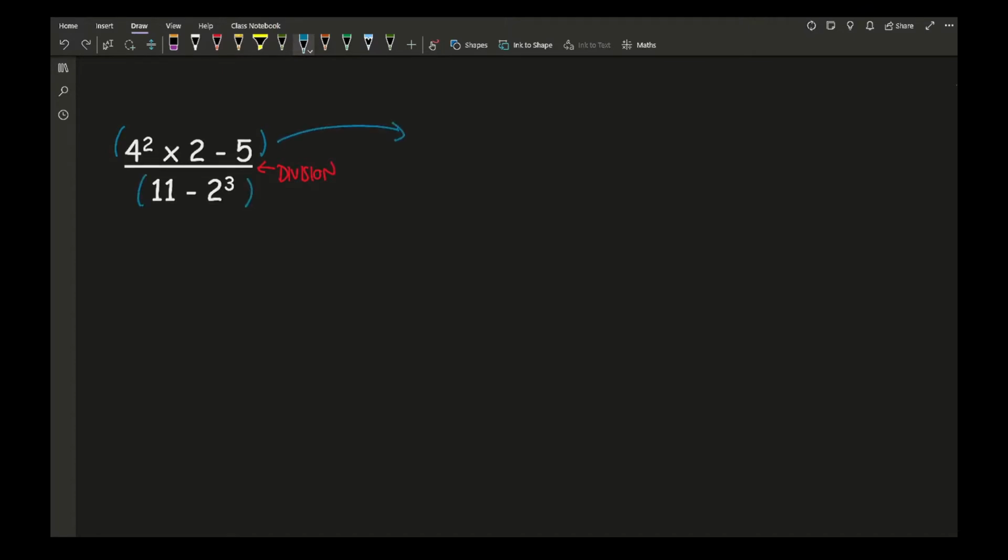So looking at the top question, I've got 4 squared times 2 minus 5. So again, I'm going to use BIDMAS and I do the powers first. So here I've got 16 times 2 minus 5. And then 16 times 2 is 32. Take away 5 gives me 27.